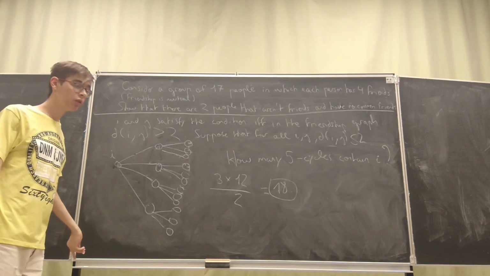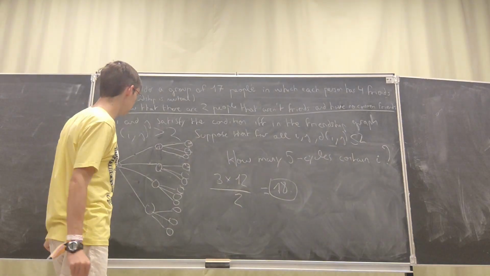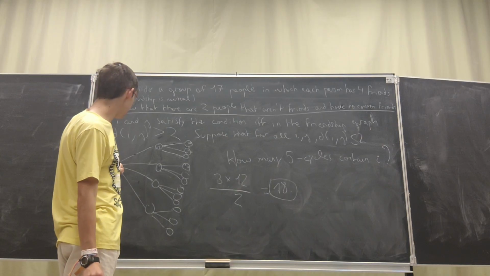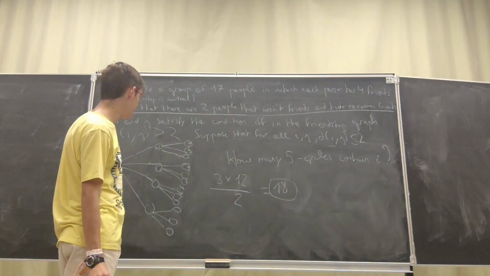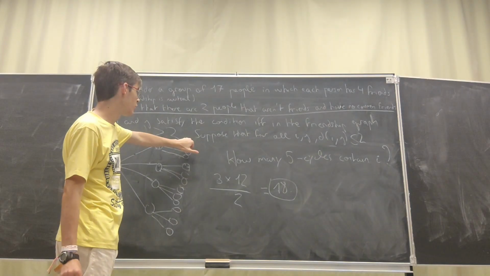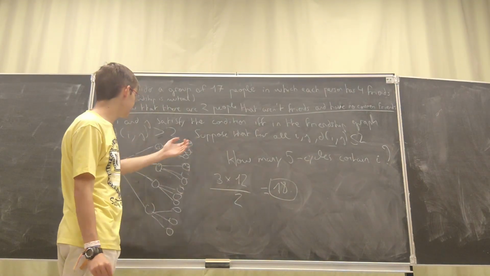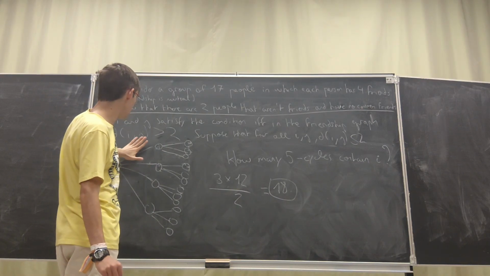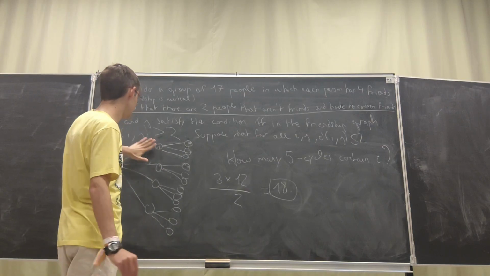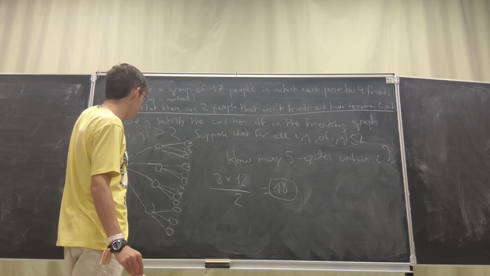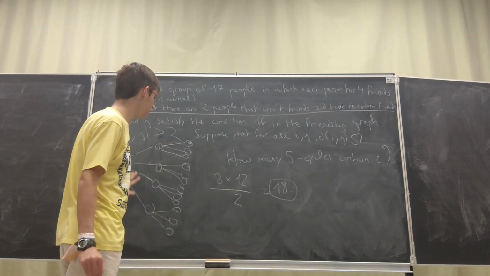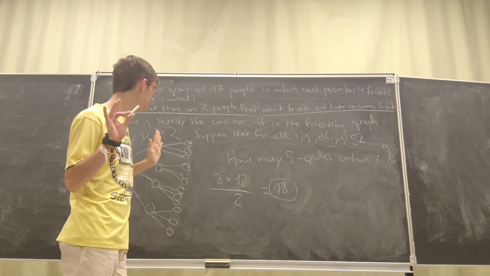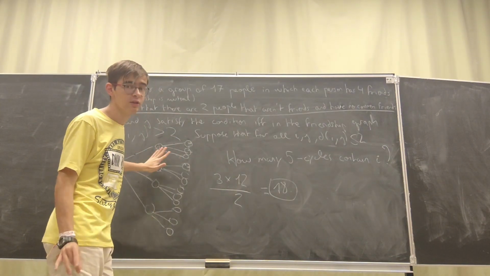Why aren't there any more? Well, simply because any 5-cycle that contains person number I must contain one of these guys, right? Because if it didn't, then it would only contain these people over here, because there are no people outside of this graph. There are some edges that we didn't draw, but there are no vertices because we already have 17 vertices.